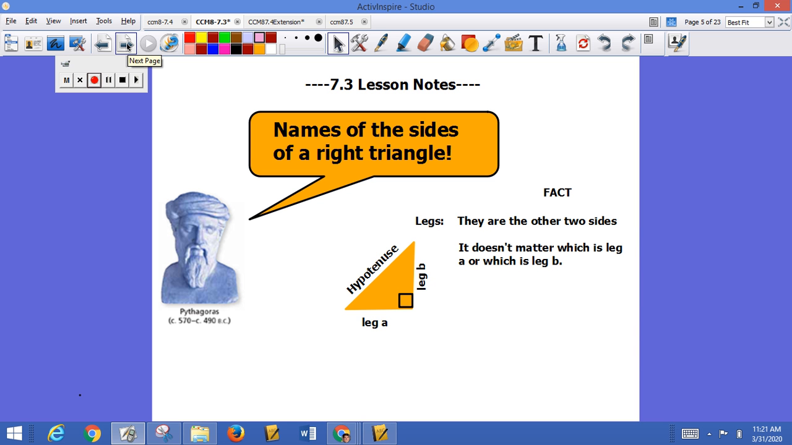When we do this whole Pythagorean theorem thing, it doesn't really matter which leg is which. I call this bottom one leg A and the right one leg B. It could be either one. Just note the hypotenuse is always the longest side, and the other two are the legs.